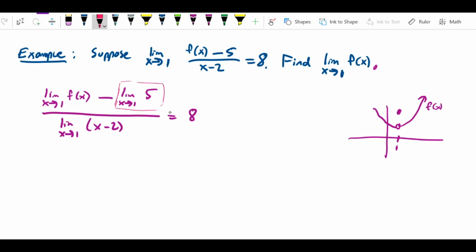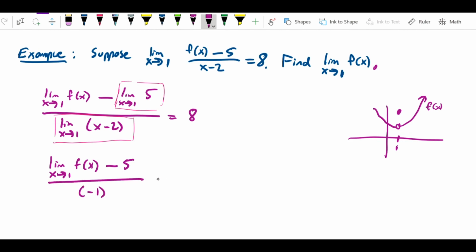That's a polynomial or a constant, so we can do that by substitution. And we have this limit here, which is also a limit of a polynomial, so we can evaluate it by substitution. So let's do that and just rewrite this equation. This is going to be the limit as x approaches 1 of f of x. That's the one we can't do by substitution. Minus 5 over, by substitution, that's going to be 1 minus 2, which is negative 1, is equal to, on that side, 8. Let me bring the equation up here.